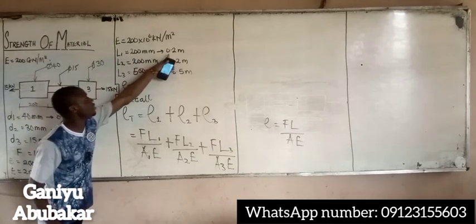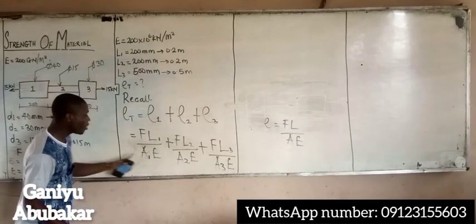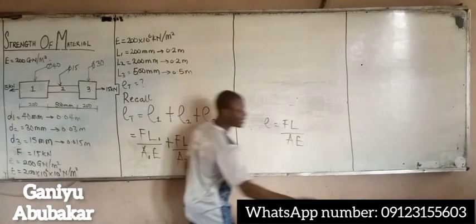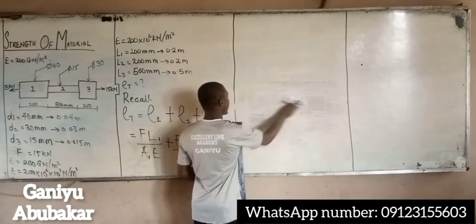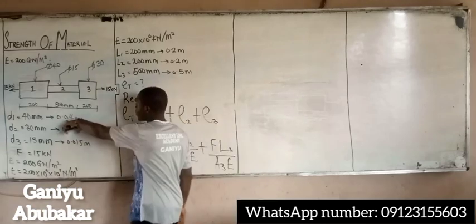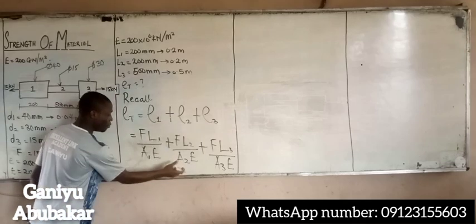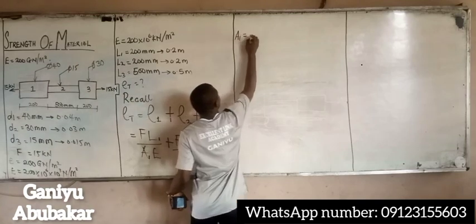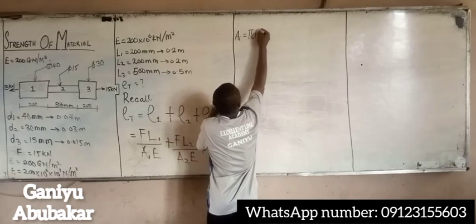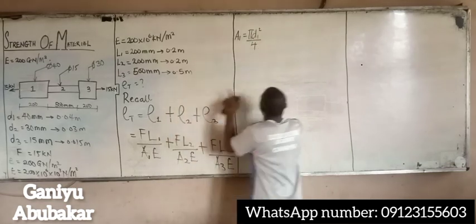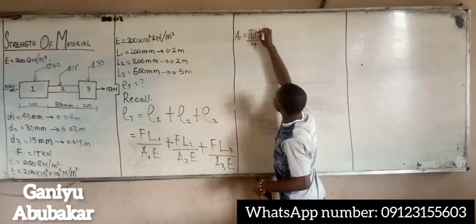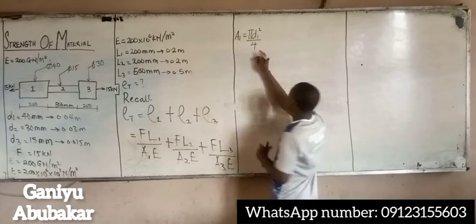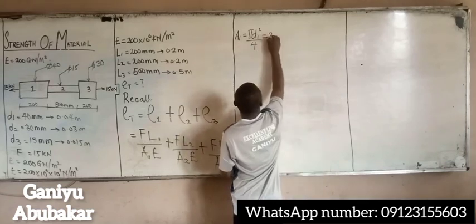L1 is given to be this, which is this. Area section 1. Now listen, if you are given diameter, obviously you can get the area by applying the formula pi d squared over 4. So let's convert this diameter to area, because we don't need diameter here, we need area to get our answer. So area section 1 is equal to pi d1 squared over 4. Area section 1 goes with diameter section 1.